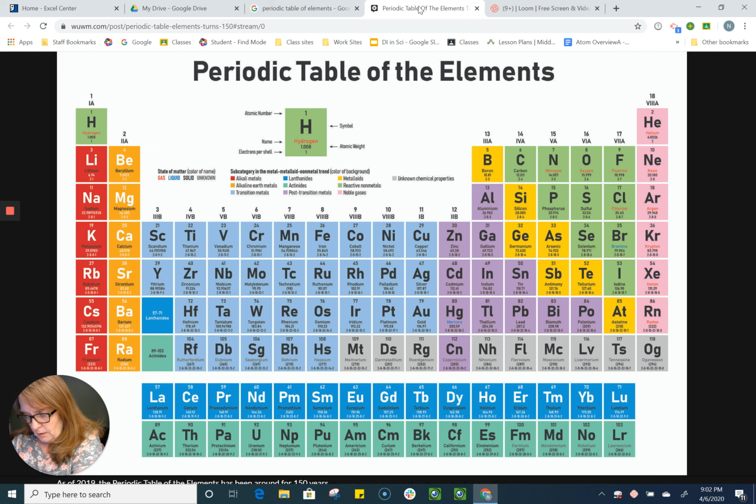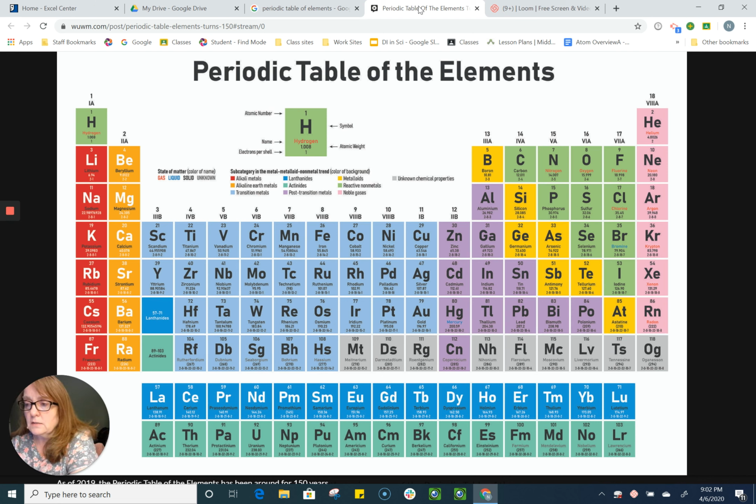This class is supposed to be a study of living things and how living things work, and some of the basics that we can get through in our short class period. So I had you do some work on elements, compounds, and mixtures because when we study living things, it's important to understand what they're made of.